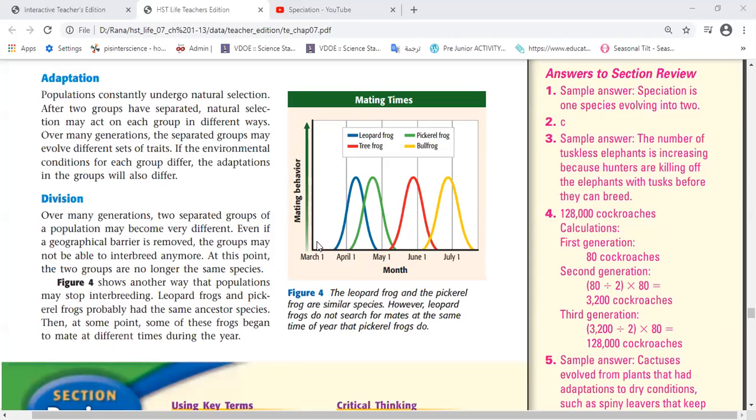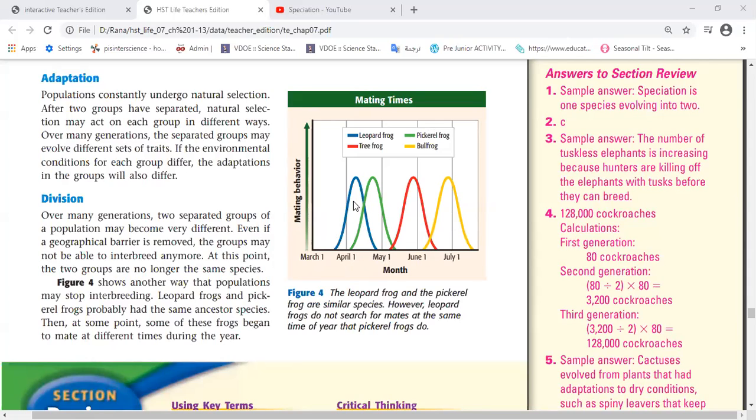But if you just look here, we find the mating season of each. For example, for the leopard frog it starts in mid-March and goes to mid-May, while the pickerel frog starts from mid-April to the beginning of May, and so on. So we can observe that the reproduction season differs from one to another.